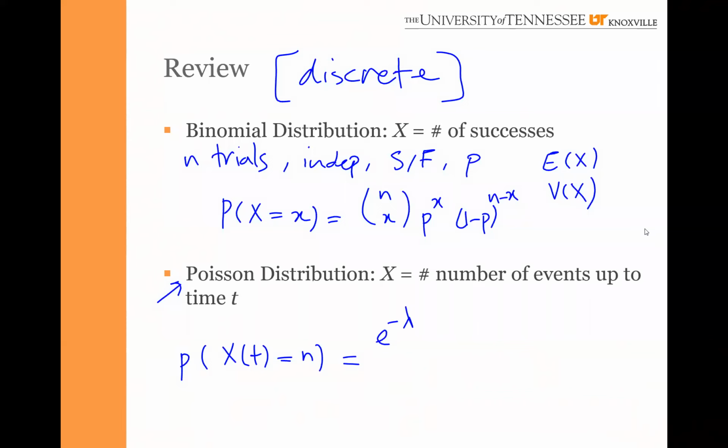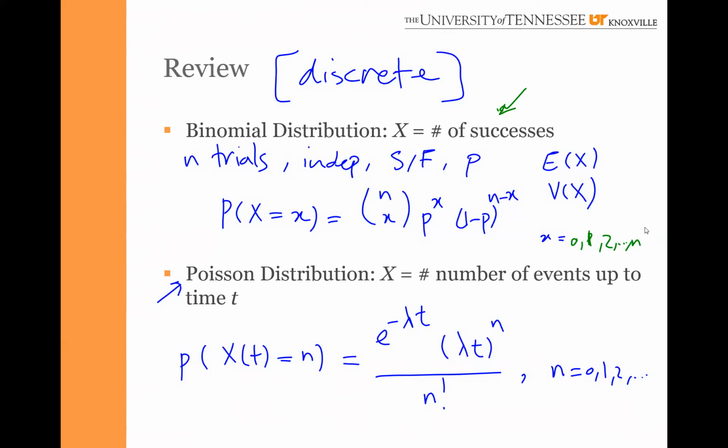E to the minus lambda t, and so on. Perfect. All right, one little thing I forgot. So n here goes from 0 all the way to infinity. There's no upper bound: 1, 2, all the way. Here, what's the range of x for binomial? Remember, it gives the number of successes in the n trials. How many successes at the least, and how many at the most? 0 to n. Makes sense? Good so far?